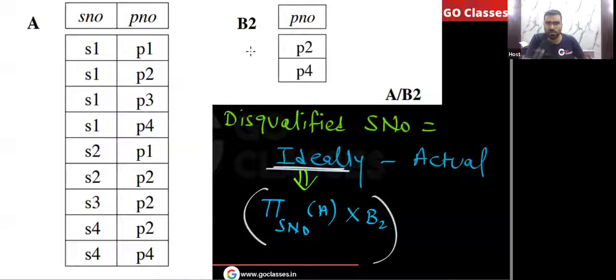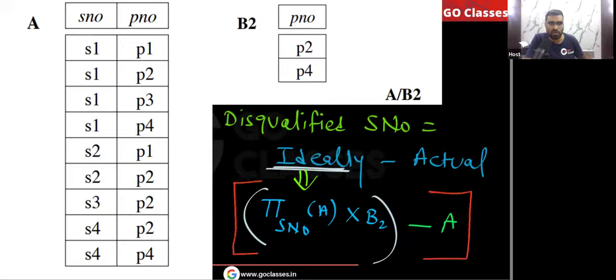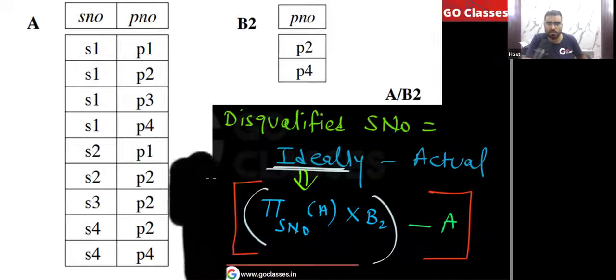This is the ideal situation. From this ideal situation, what is the actual situation? Which S numbers are actually pairing with the P number? That is your table A. So minus table A. Yes or no? From this, what do you give me? You just give me the S number. Those are disqualified S numbers. From this you project S number. These are disqualified S numbers.